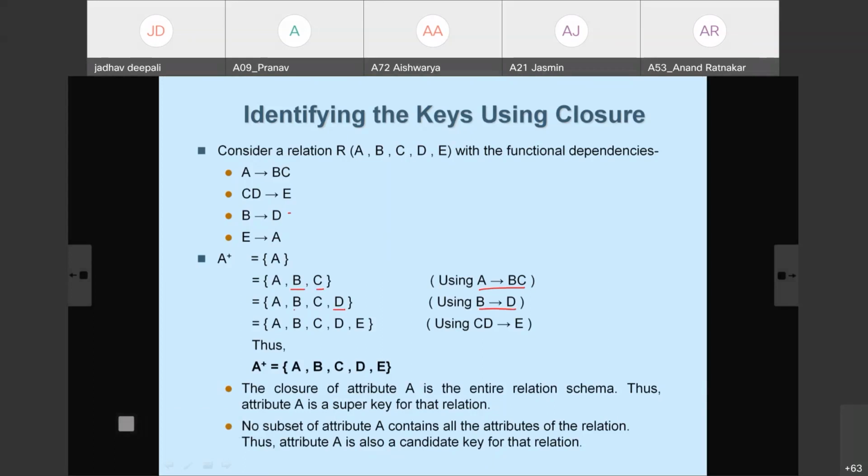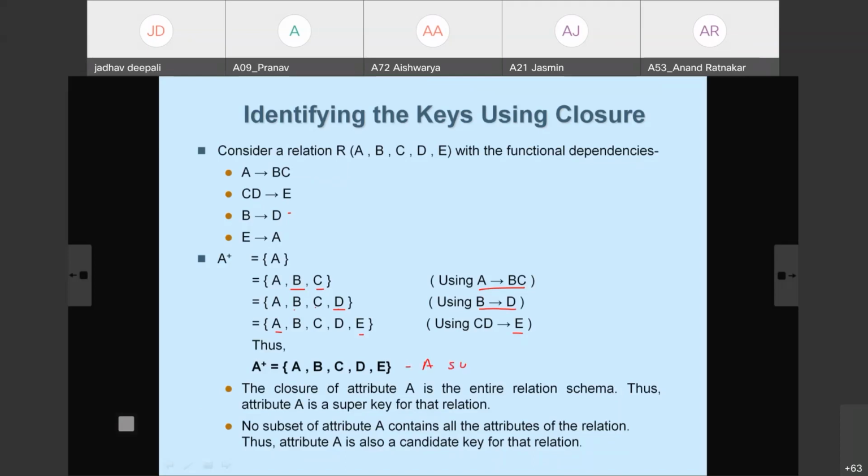Next, CD tends to E. CD is already in the result, so E is included in the result. And E tends to A, and A is already in the result. So here, when we got the attribute closure, it contains all the attributes of the relation, that is A, B, C, D, E. Now A becomes the super key.